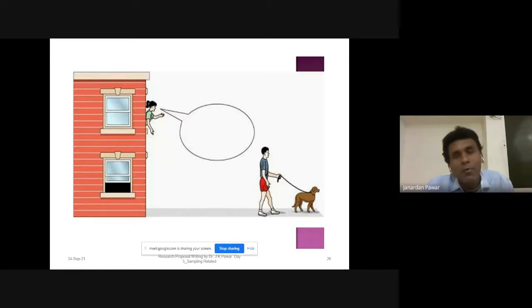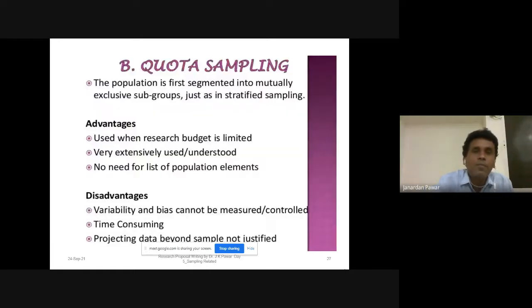So by looking at this picture, we can understand what is convenience sampling. Next one. Quota sampling. Am I audible? Quota sampling is here. Quota sampling means quotas are given, subgroups are made. The population is first segmented into mutually exclusive groups, just as in stratified sampling.